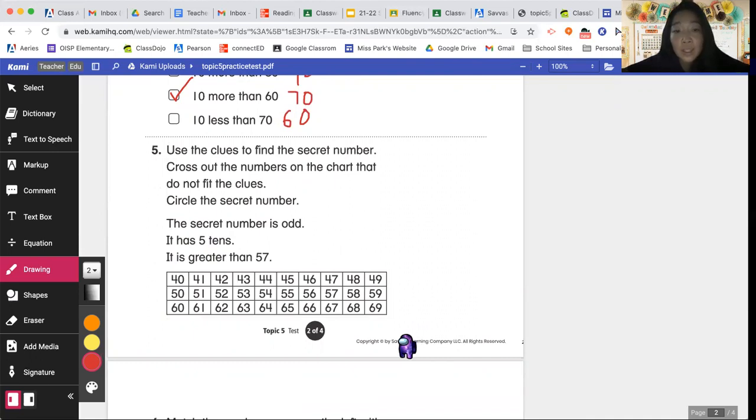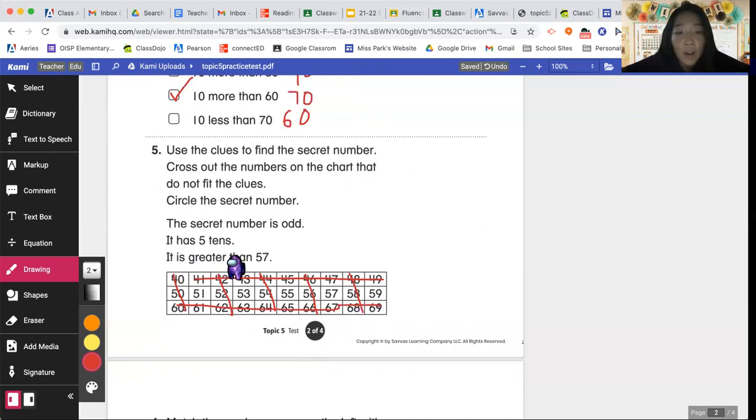Okay, so we know that the secret number is an odd number. So all of these even numbers will not work. An even number is a number when the number in the ones place ends with an even number like 0, 2, 4, 6, 8. Those are even numbers. So it can't be those ones. Okay, it has 5 10s. So it can't be anything in the 40s row because those are 4 10s. And it can't be anything in the 60s rows because those are 6 10s.